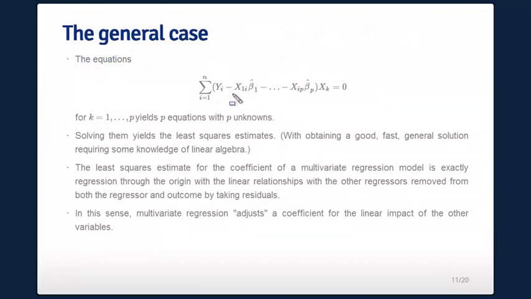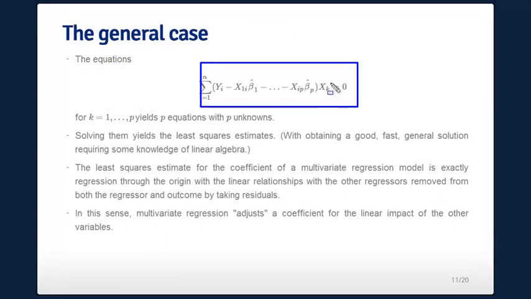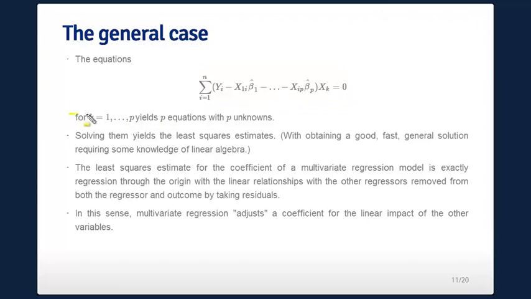And that's what I have right here, is that we need to find a set of equations that satisfy this root that we need. Okay, and so what this winds up with then is now p equations and p unknowns. Solving them yields the least squares estimates. But if you want a good, fast, general solution, then you need to know some linear algebra to get a general solution. And if you want it to be fast, you need to know some numerical linear algebra.